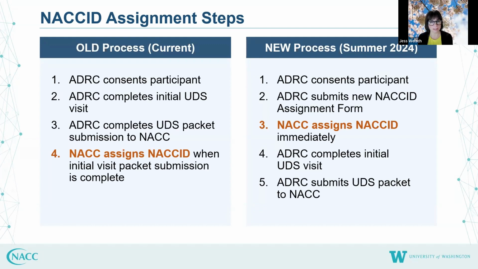And the change that you're going to see with the new process is that ADRCs will still start by consenting the participant to be part of the study. And then the very next step after consent is that the ADRC will submit the new NACCID assignment form. So this will be the form that enrolls that participant into the NACC study, and then they'll be able to have that NACCID available immediately, and it will still follow them throughout the entire duration of their participation in the study and beyond. But it will just be more visible and it will be available sooner. NACC will assign those NACCIDs immediately to those participants upon receiving that form or that data submission.